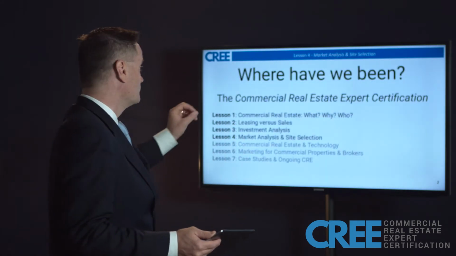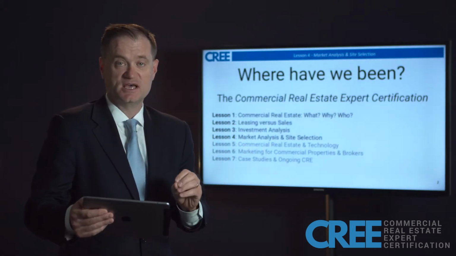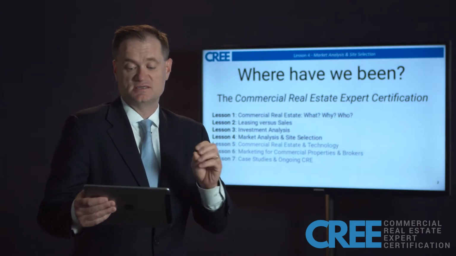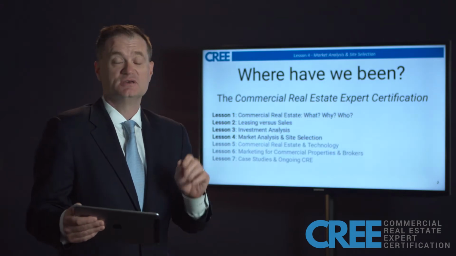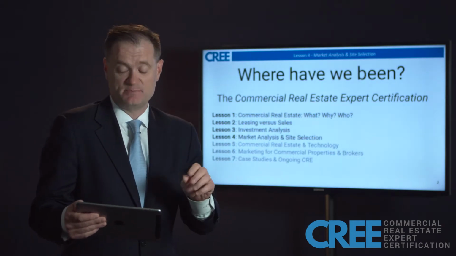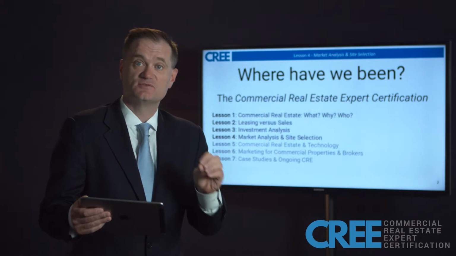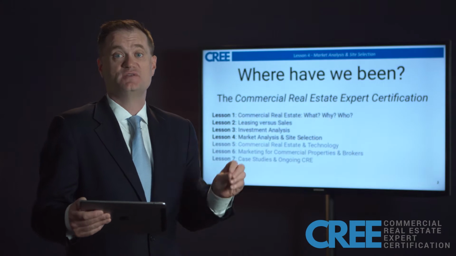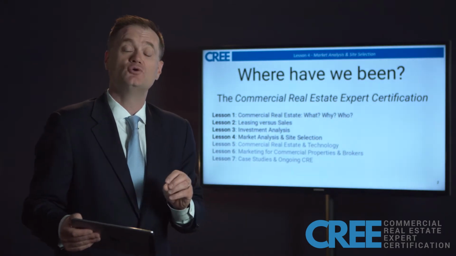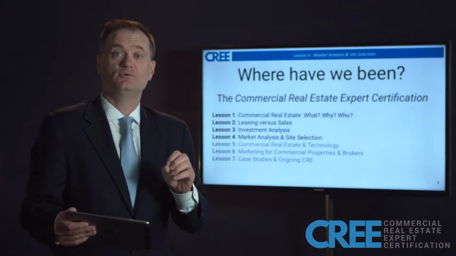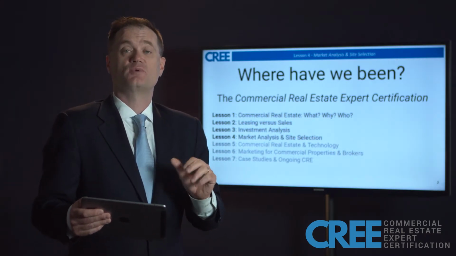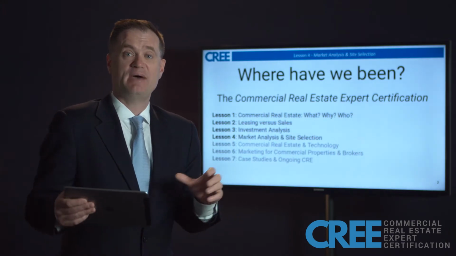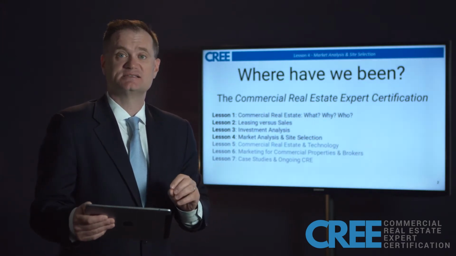We're in lesson 4. We've obviously finished lessons 1 through 3. We know a little bit about commercial real estate, the what, the why, the who, the 4 major asset types. We've talked about leasing versus sales. We just spent a big session in investment analysis and all the details in and around creating value and NOI and value and cap rates and internal rates of return. And now we're gonna take a step back and look at market analysis and site selection.